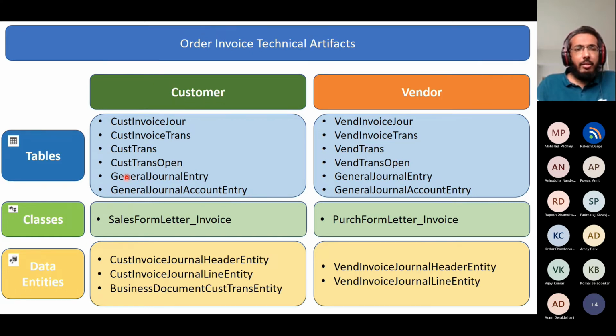And again, as I mentioned earlier, the invoicing actually hits your financial transactions, so even your ledger accounts are impacted because of this. And this set of tables is actually affecting your main accounts. This is where the transactions are stored for the main accounts: general journal entry and general journal account entry.